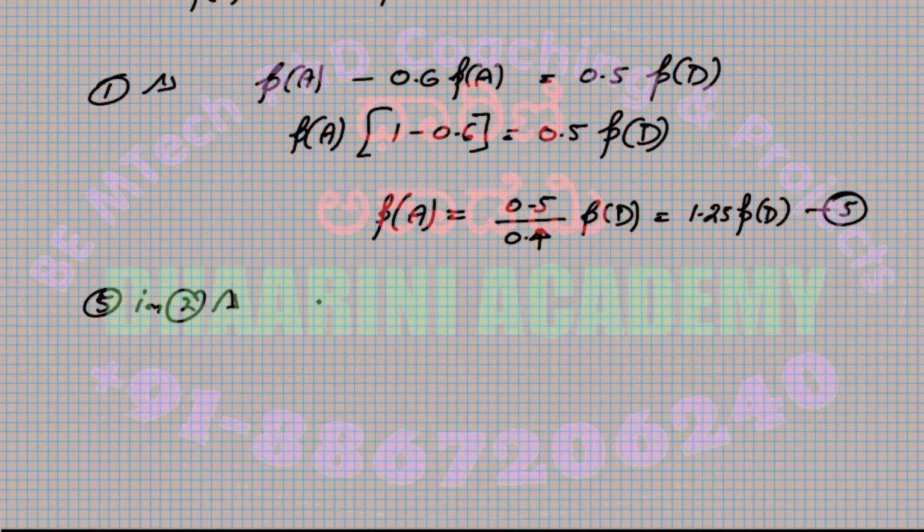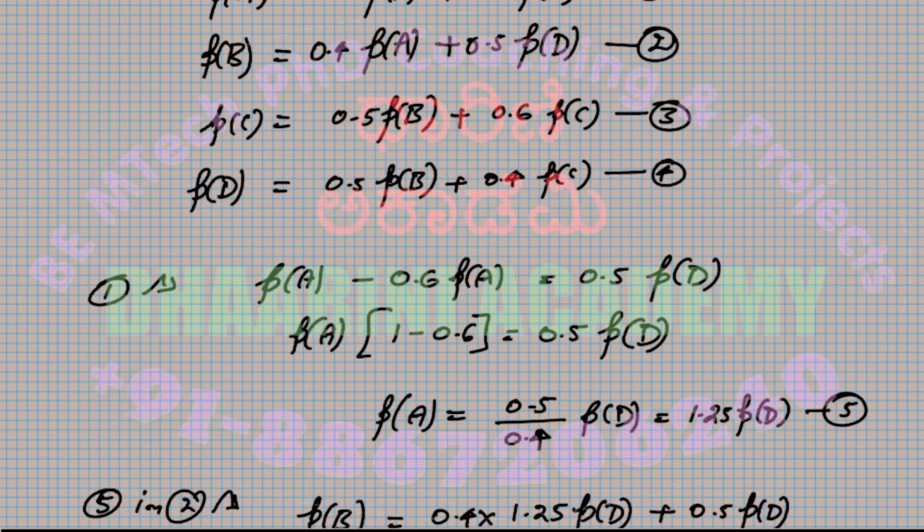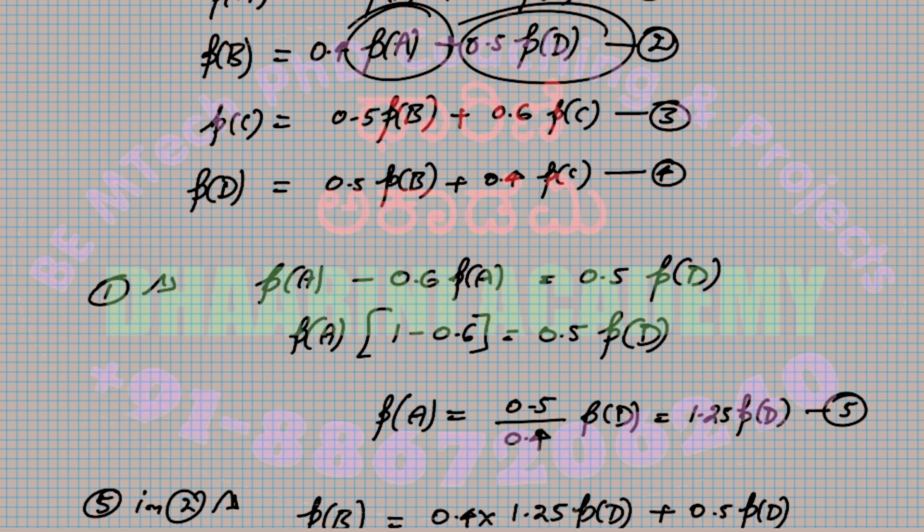Right, on the left hand side, I have P of B. This is equal to, it says it is 0.4 P of A. So 0.4 into P of A is nothing but 1.25 P of D, plus I have another term, that is 0.5 P of D. So just see, this is what we get after the substitution of 5 in equation number 2. I replace this P of A by 1.25 P of D. Then we have 0.5 P of D as it is.